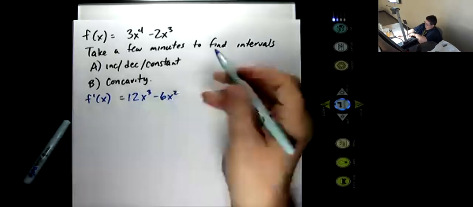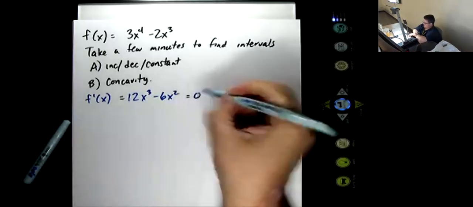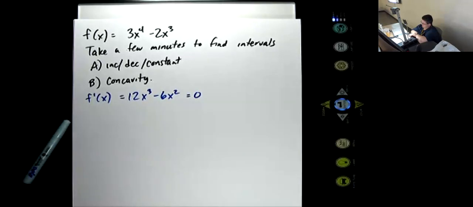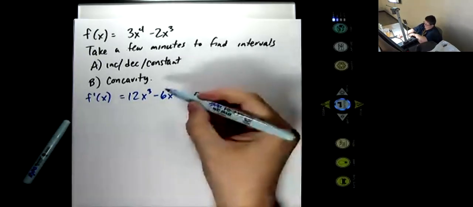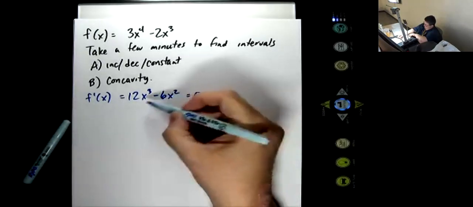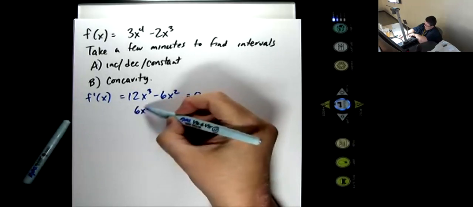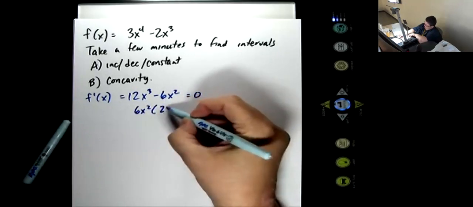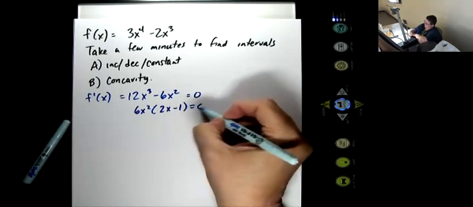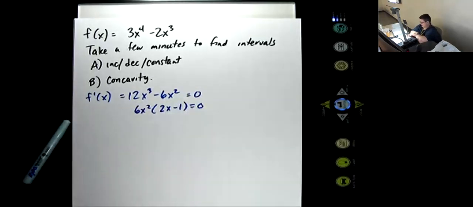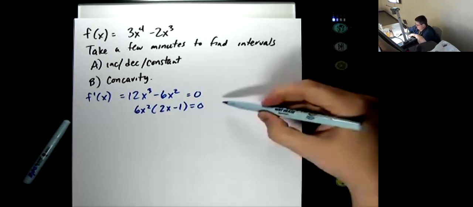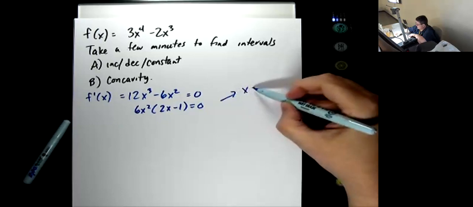If I set this equal to 0, we can find the regions that we're looking for. I can factor out a 6x squared, and I'm left with 2x minus 1 equals 0. This should give me points x equals what?